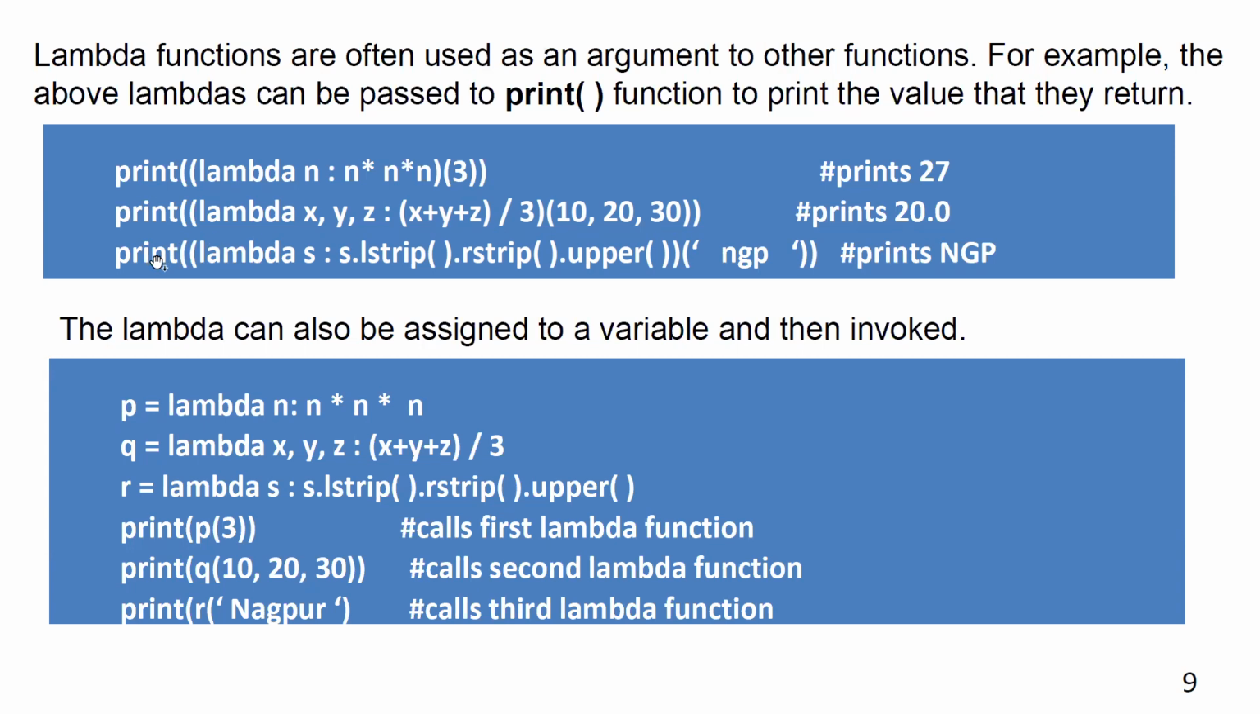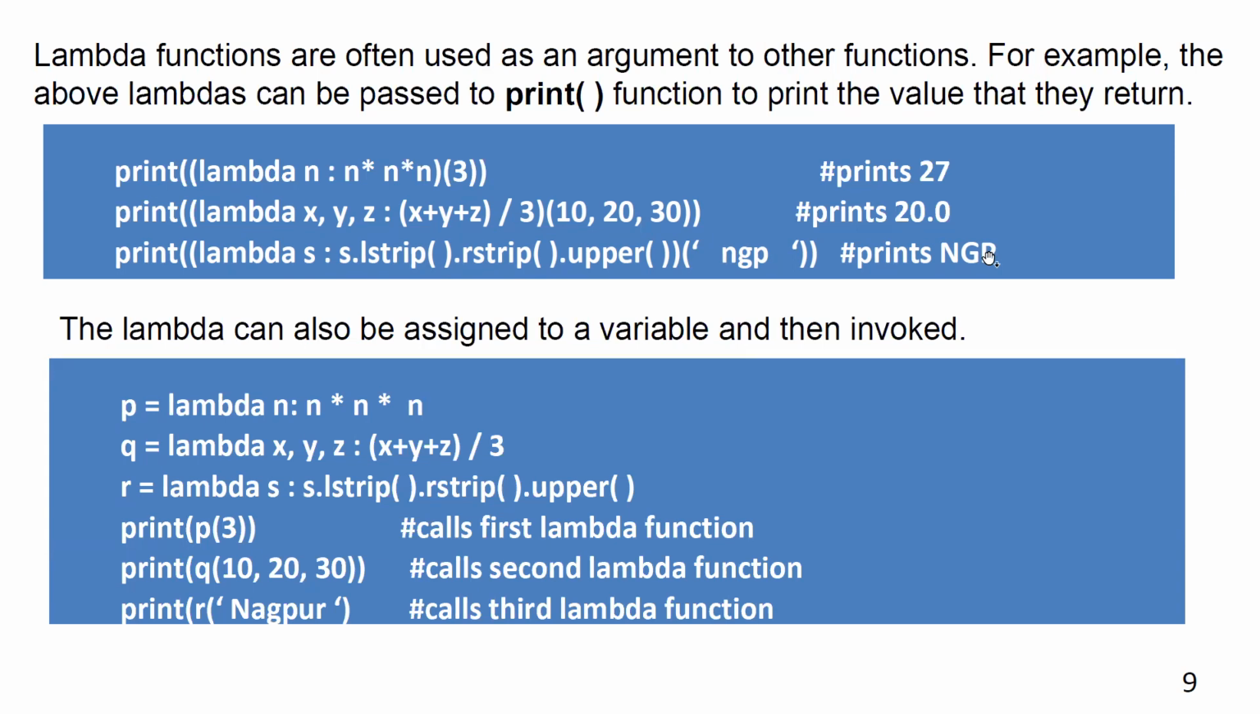And print lambda s dot strip. There is left-side strip and right-side strip, and the result is given after removing the left-side and right-side empty spaces. Then the output is given to upper, which will convert the input ngp to capital NGP.